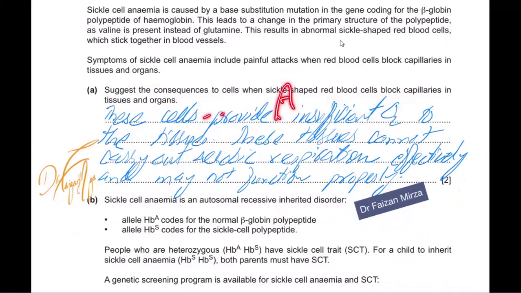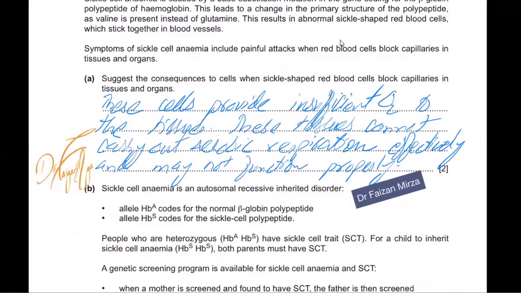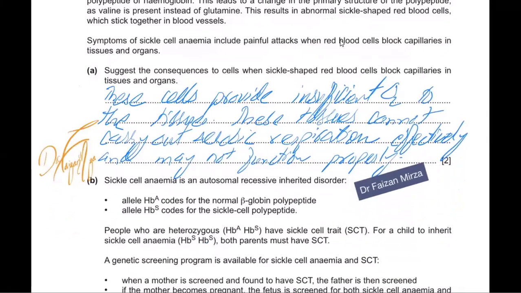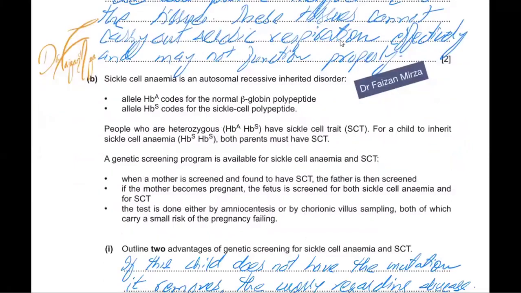Now, this is something that they expect you to recall from your AS: when blood flow is affected, how does this actually make things difficult for a cell or a tissue? These cells will be provided with insufficient oxygen. We know RBCs provide oxygen to the tissues, so insufficient oxygen will be provided. These tissues cannot carry out aerobic respiration. You need to connect both: oxygen is required for aerobic respiration. And since the oxygen will not be there and aerobic respiration is not happening, the cells may not function properly.